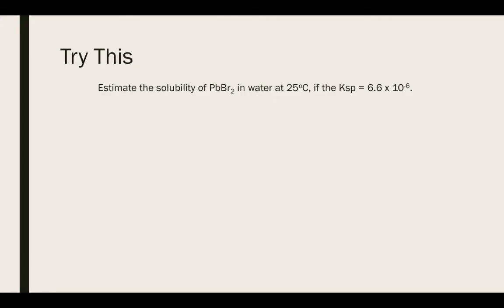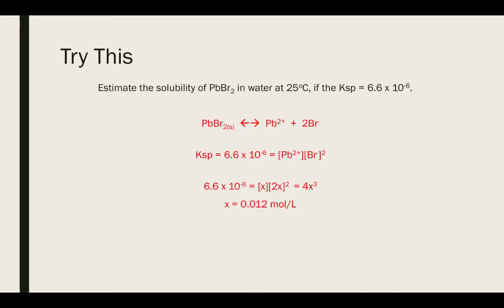Here's an example for you to try on your own. Pause the video here, and when you come back, I'll reveal the answer. Welcome back. Here's what you should have gotten. Notice in this case, we had a 2-to-1 ratio between our ions. Therefore, we had to both double and square the Br- concentration.